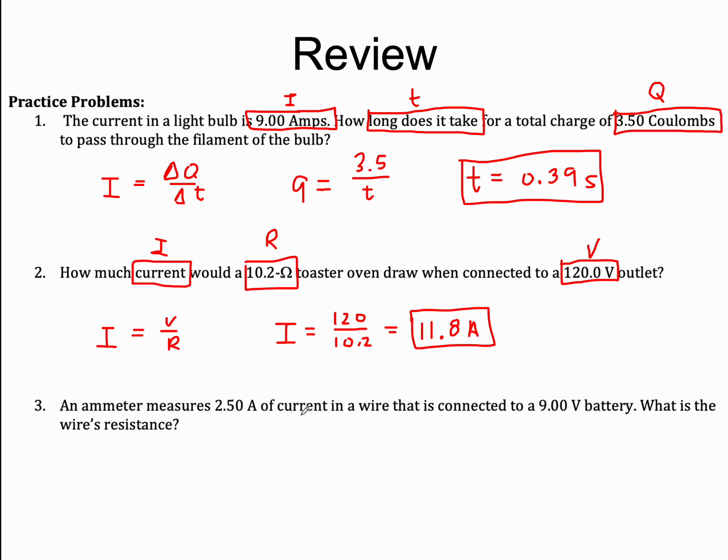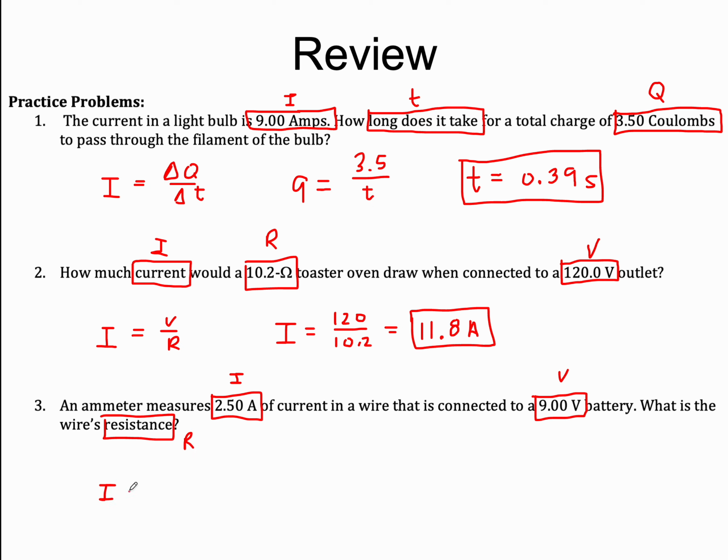Third one, an ammeter measures this. Again, the variable for amps is I. And we have electrical potential represented by V. And we're looking for resistance, which is R. Again, Ohm's Law should immediately come to mind.